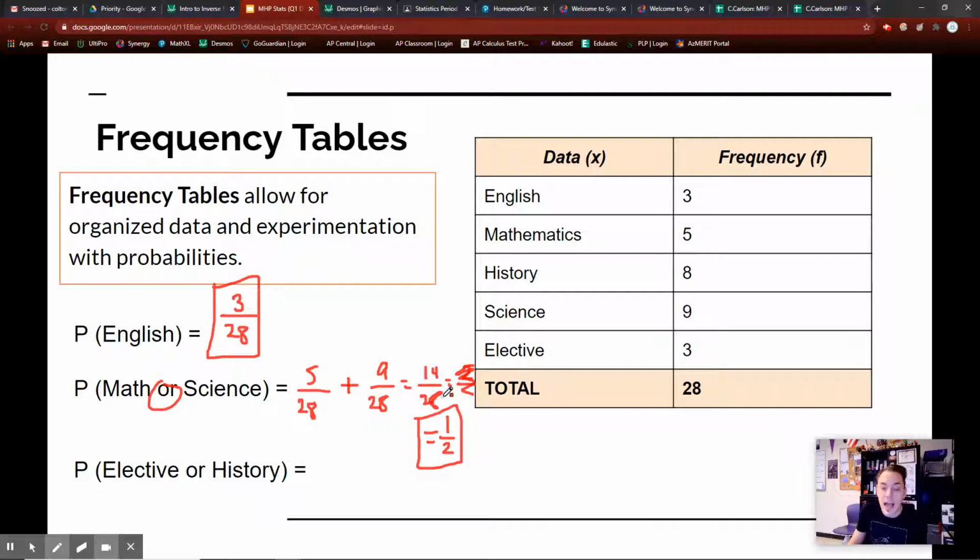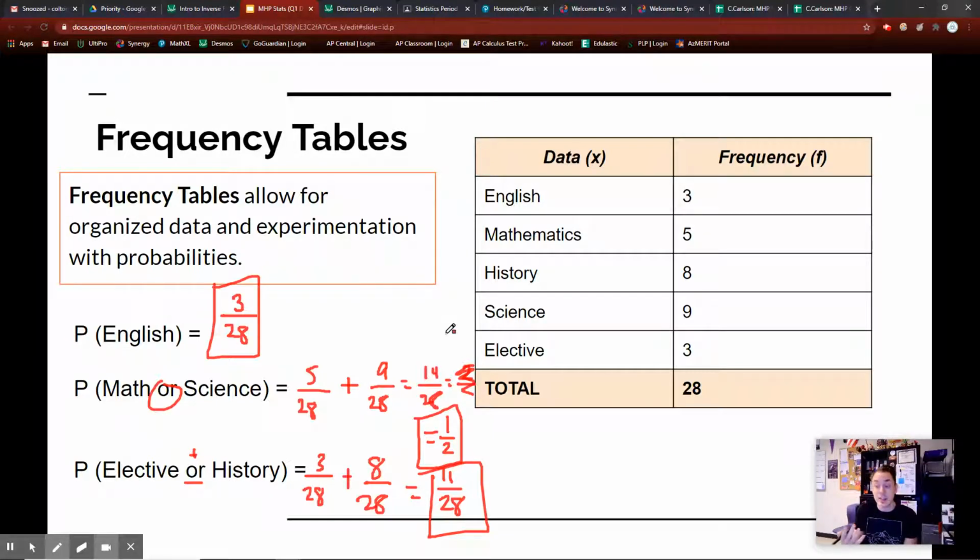So that means 1/2 of these students like science and math. Okay, 1/2 of these students like science and math. Awesome. Elective or history. So elective is 3 out of 28, and then plus, because that's what or means, plus history, which is 8 out of 28. So this reduces down to 11 all over 28, and since you can't simplify that anymore, I'm just going to keep it at that. So that's basic frequency tables.